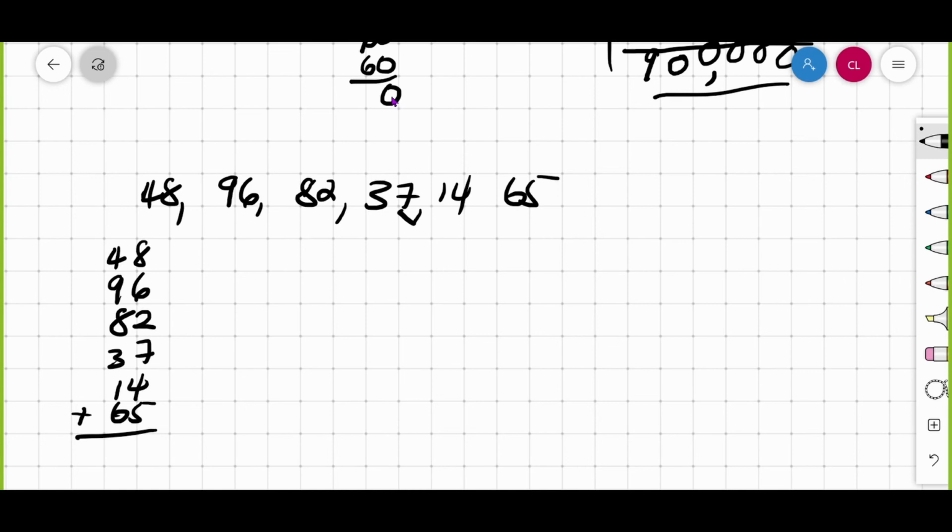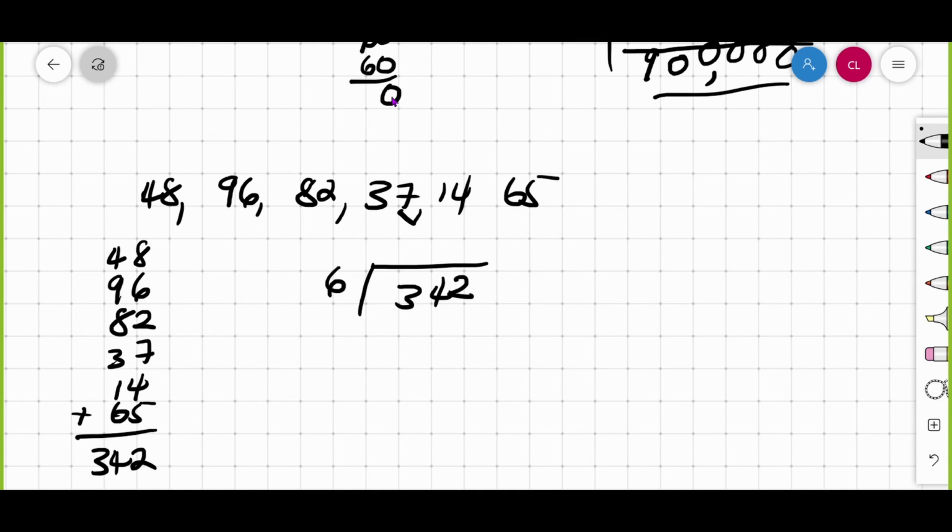Who's going to answer? 342. How much? 342. 342, yes sir. Anybody else? All right, let's work with your answer, the 342, which is in fact correct. So it would be 342, and we're going to now divide that by 6.